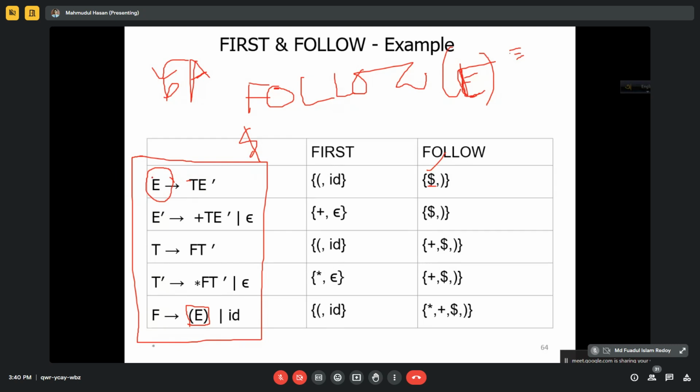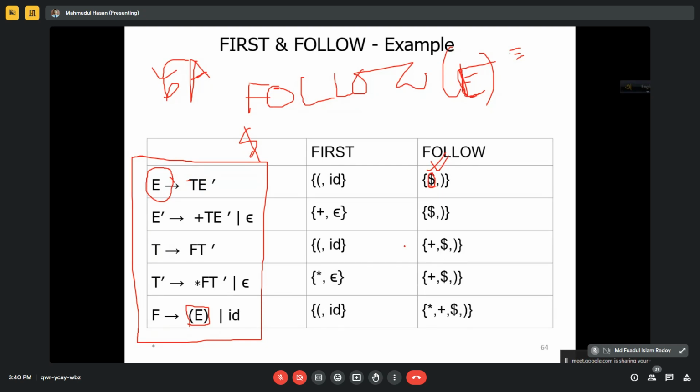Okay, Abu Bakr. So actually, I am trying to find out follow of E, and E is the start symbol for this grammar. Is it? Yes, sir. As we are trying to find out follow of the start symbol, by default, according to the rules, dollar is the follow value. So this is actually true for every start symbol. When you are trying to find out follow of the start symbol, that means dollar is the follow value. Okay, Abu Bakr. Yes, sir.